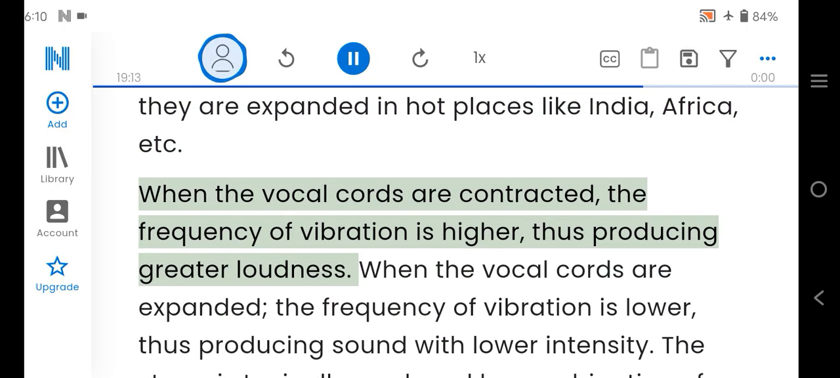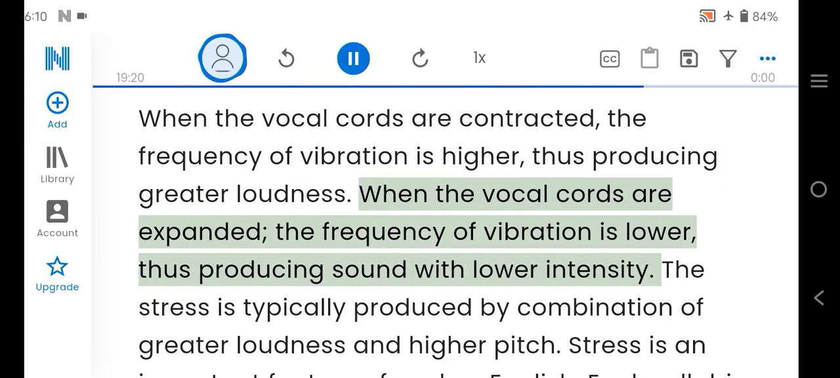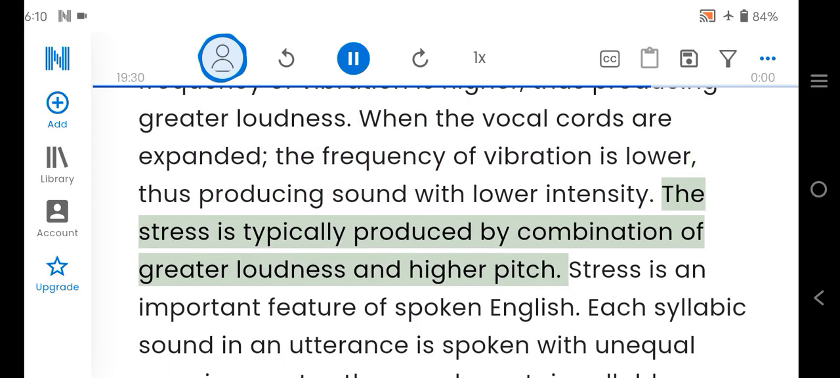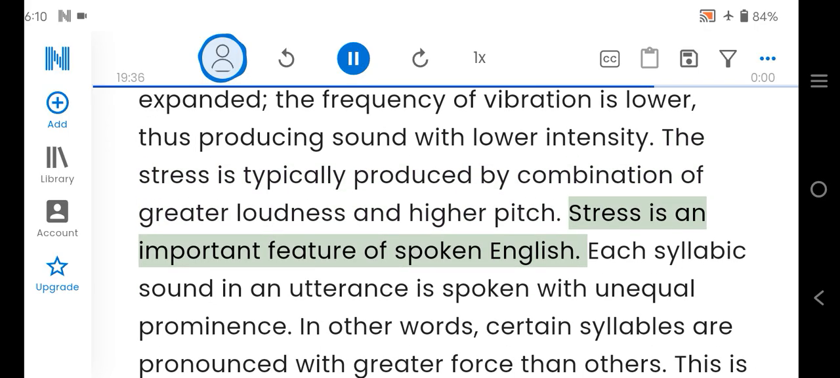When the vocal cords are contracted, the frequency of vibration is higher, thus producing greater loudness. When the vocal cords are expanded, the frequency of vibration is lower, thus producing sound with lower intensity. The stress is typically produced by a combination of greater loudness and higher pitch. Stress is an important feature of spoken English.